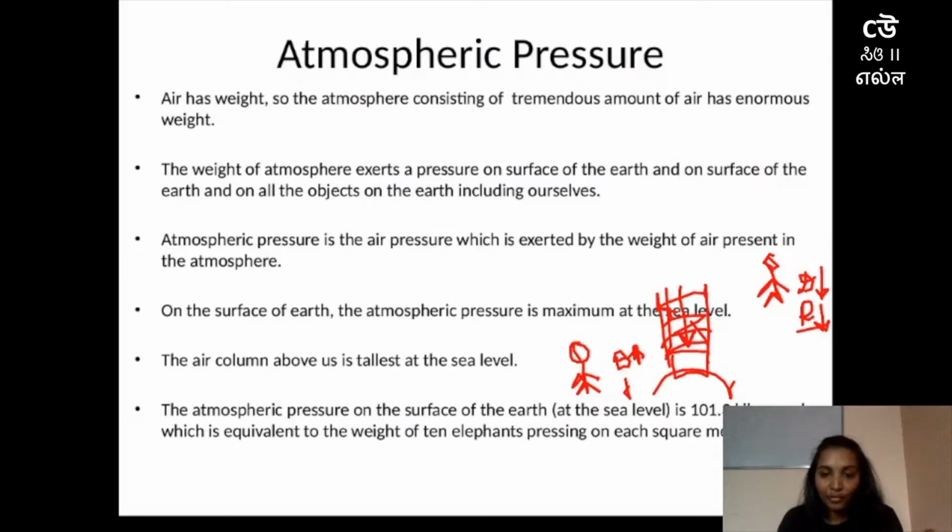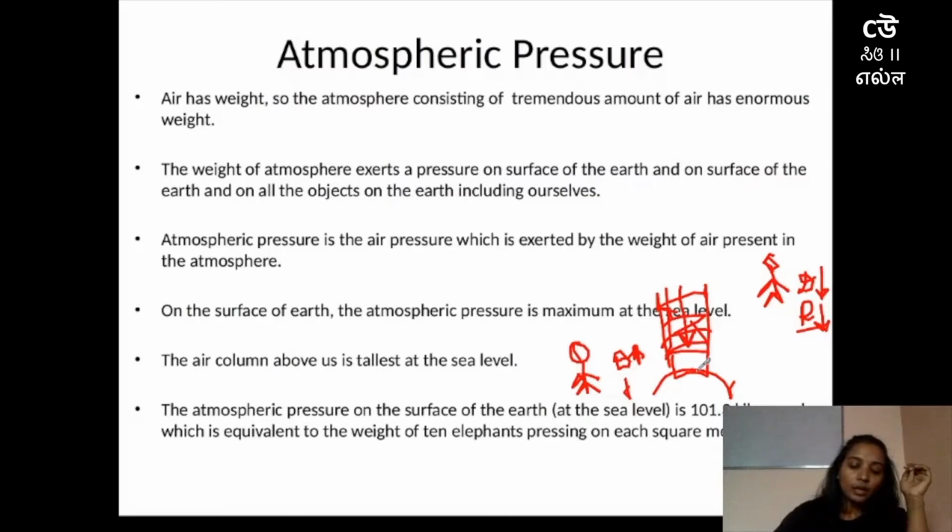That is, if we place 10 elephants on this square meter at a time, the weight experienced by this region will be equal to 1 atmospheric pressure. The atmosphere exerting pressure on this region is equal to the weight of 10 elephants standing at a time on this region.